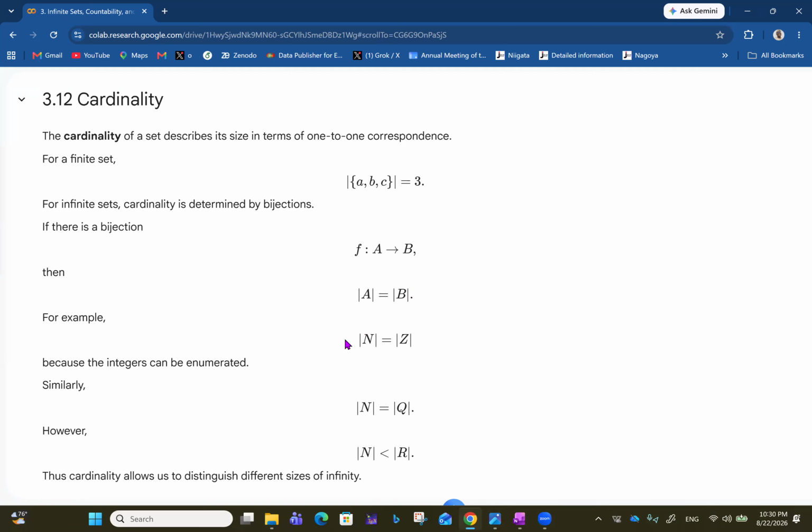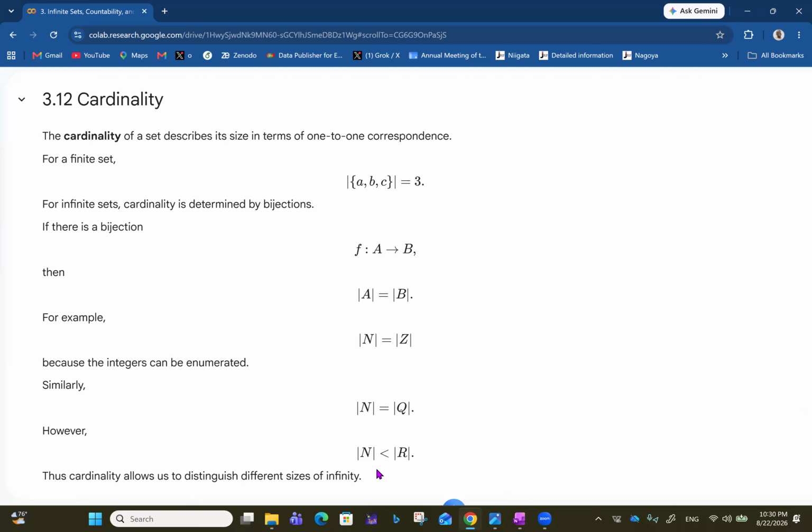For example, the cardinality of the natural numbers is equal to that of the integers because the integers can be enumerated. Similarly, the cardinality of the set of natural numbers is equal to the cardinality of the rational numbers. However, the cardinality of the natural numbers is less than the cardinality of the real numbers. Thus, cardinality allows us to distinguish different sizes of infinity. So, though we have infinity, we have different infinite sets, and some are bigger than others.